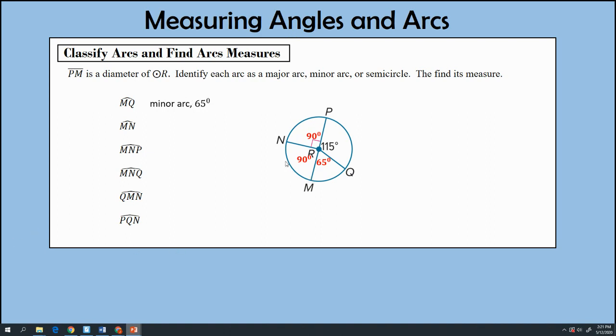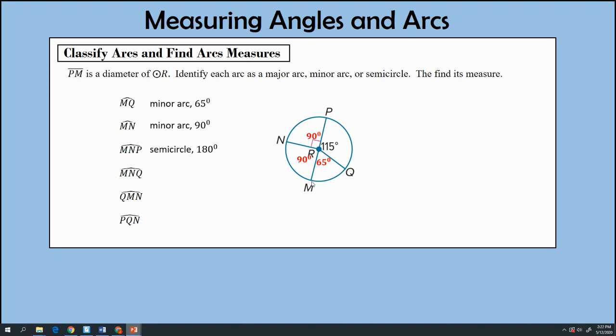Okay. MN is also a minor arc. It's the distance from M to N here. And again, the central angle and the arc are the same. So this is a minor arc, MN, and its angle measures 90 degrees. Okay, MNP. So we got to start at M, go through N on our way to P. So MNP, well, we knew that this was a semicircle. So it's a semicircle, and every semicircle is exactly 180 degrees.